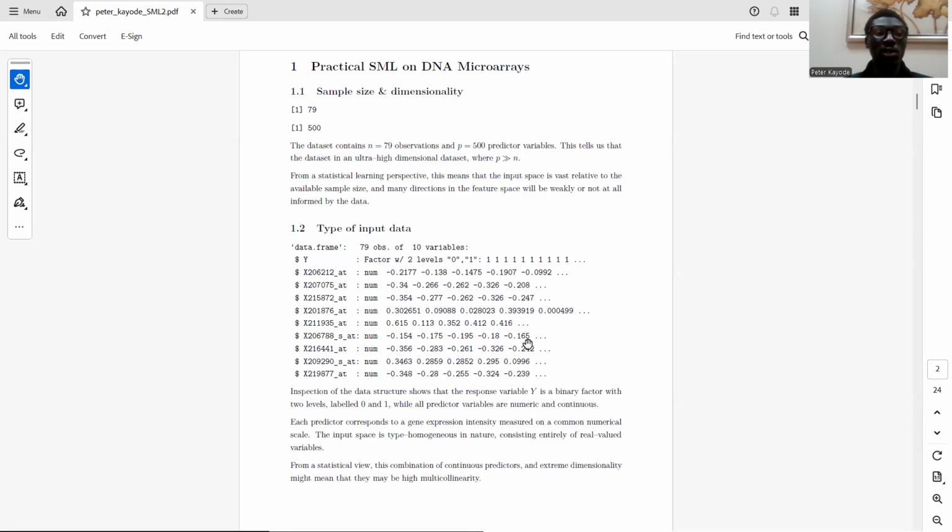Hello, everyone. In this project, I'll be analyzing a prostate cancer DNA microarray dataset, and the objective is to classify patients as cancer or non-cancer based on gene expression measurements. To begin with, the dataset contains about 79 observations and 500 gene expression variables, along with a binary response variable, 1 or 0. This is very high-dimensional data since the predictor variables are much larger than the sample size.